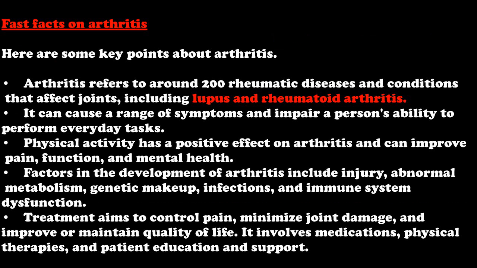Fast facts on arthritis. Here are some key points about arthritis. Arthritis refers to around 200 rheumatic diseases and conditions that affect joints, including lupus and rheumatoid arthritis. It can cause a range of symptoms and impair a person's ability to perform everyday tasks. Physical activity has a positive effect on arthritis and can improve pain, function, and mental health.